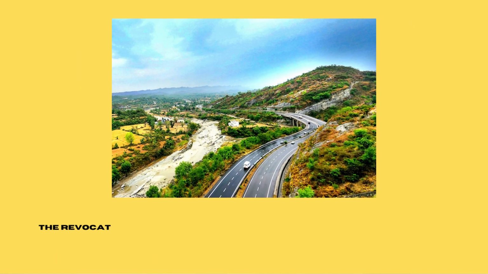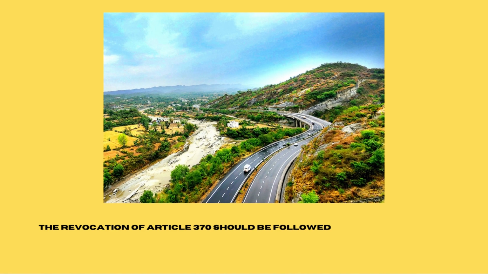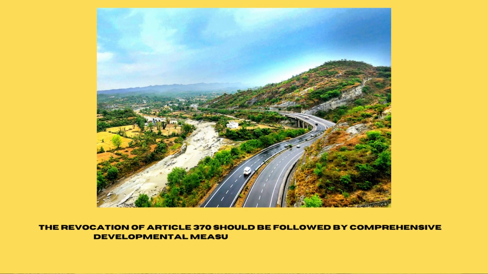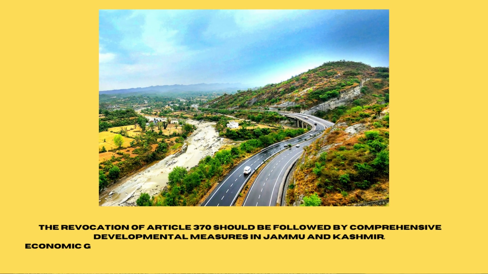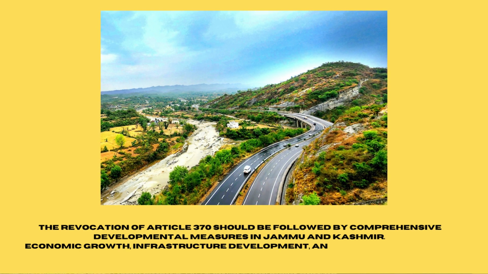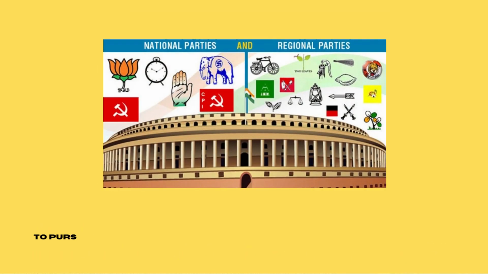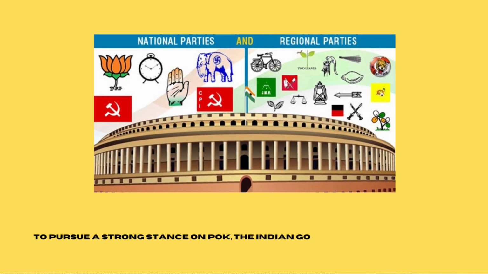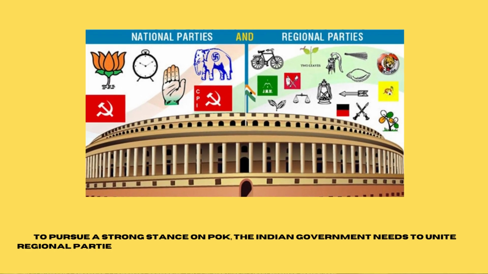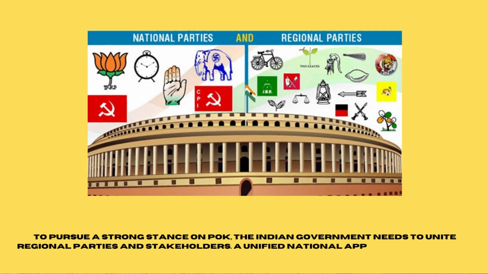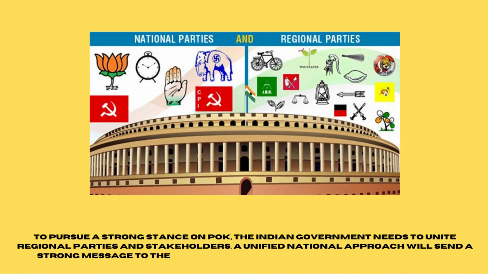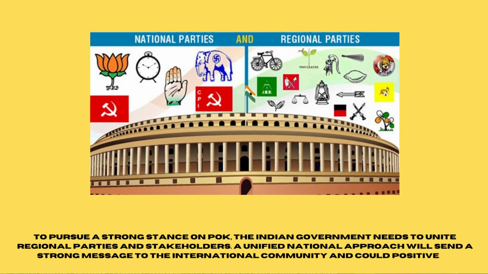We must understand that the revocation of Article 370 should be followed by comprehensive development measures in Jammu and Kashmir. Economic growth, infrastructure development, and improvement of the quality of life for the local population are crucial steps to gain their support. To pursue a strong stance on POK, the Indian government needs to unite regional parties and stakeholders. A unified national approach will send a strong message to the international community and could possibly influence the resolution of the issue.